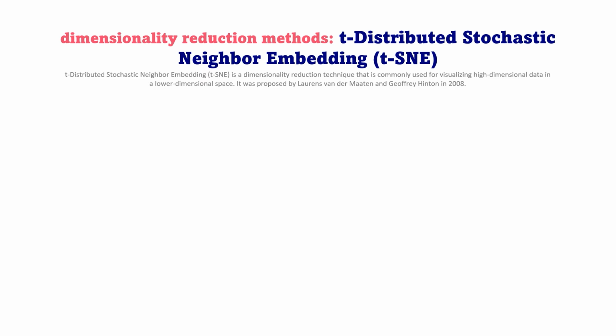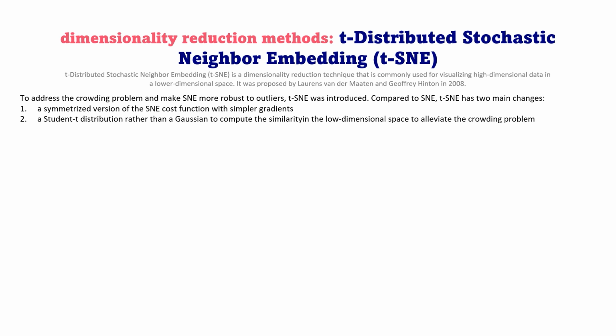So here, to address the crowding problem and make SNE more robust to outliers, t-SNE was introduced compared to SNE. So t-SNE has two main changes. One is a symmetrized version of the SNE cost function with simpler gradients, and two, a student t-distribution rather than a Gaussian to compute the similarity in the low dimensional space to alleviate the crowding problem. So now let's deep dive into the mathematical part of t-SNE.